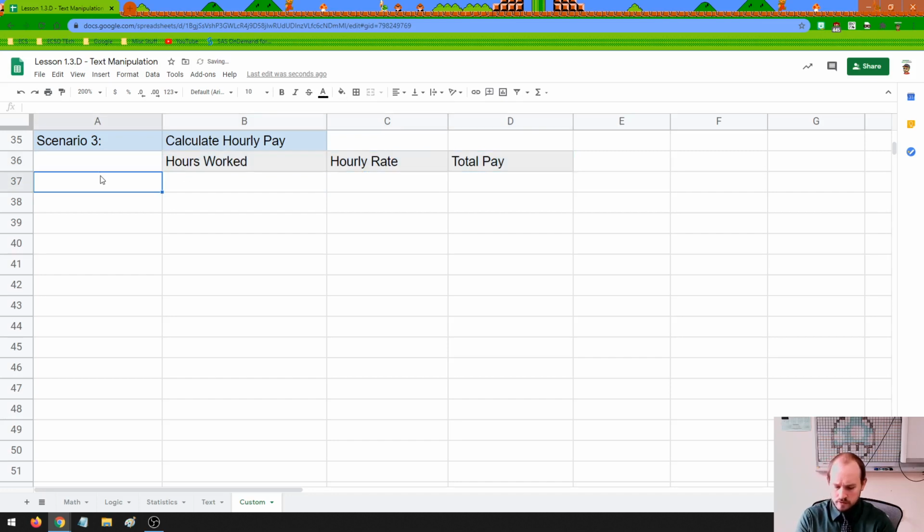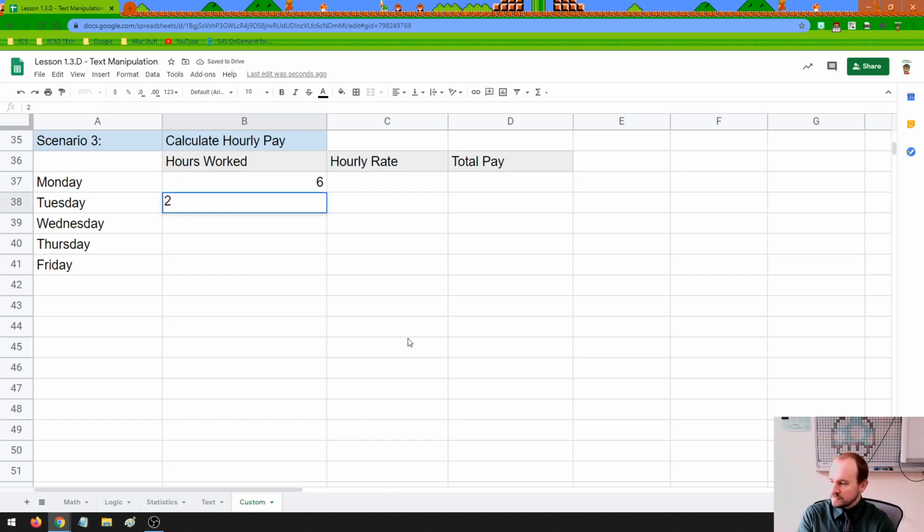So we can do Monday, Tuesday, Wednesday, Thursday, and Friday. Let's say that you actually have a system for all 5 days of the week. Let's say on the first day you worked for a 6-hour shift. On Tuesday you worked a 2-hour shift, Wednesday an 8-hour shift, Thursday an 8-hour shift, and Friday you put in a 10-hour shift because you are working like crazy.